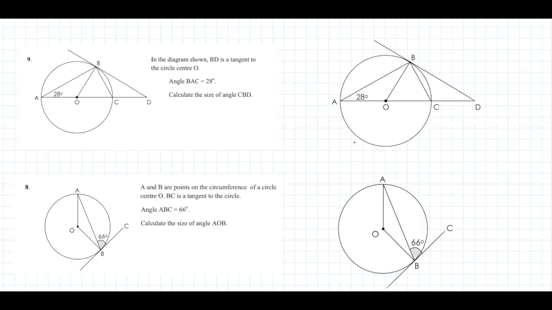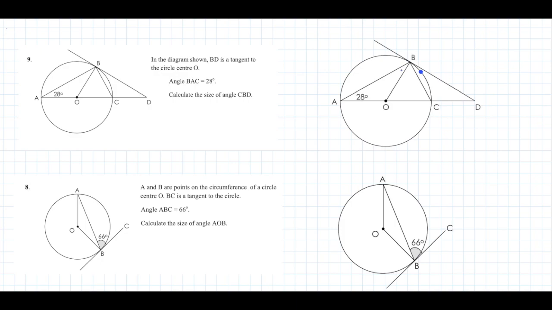Let's look at another couple of questions then. Number 9. In the diagram shown, BD is a tangent to the circle. Angle BAC is 28 degrees. Calculate the size of angle CBD. So we want the size of CBD, this angle here. Now again, we're going to make use of these facts that we were given.